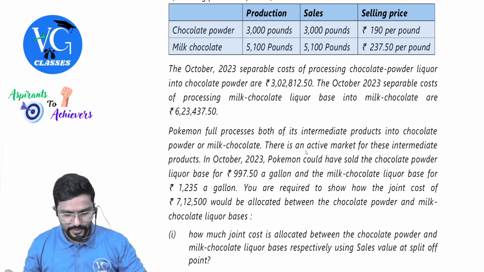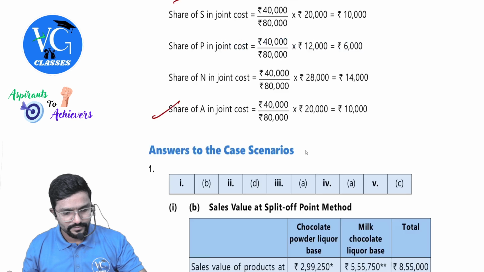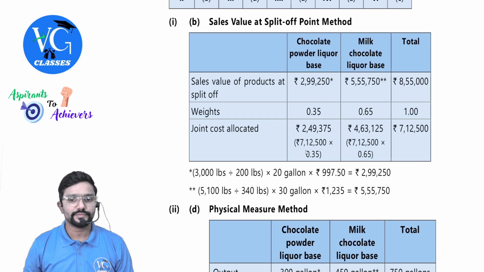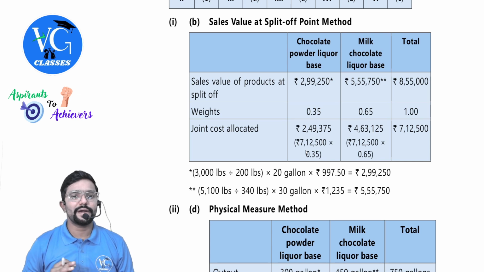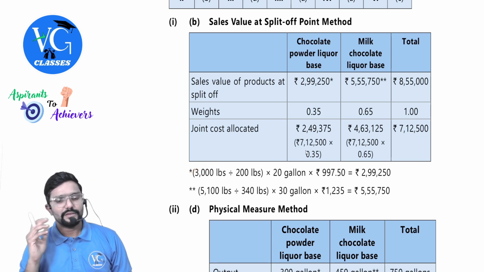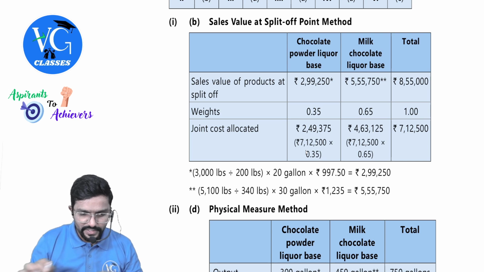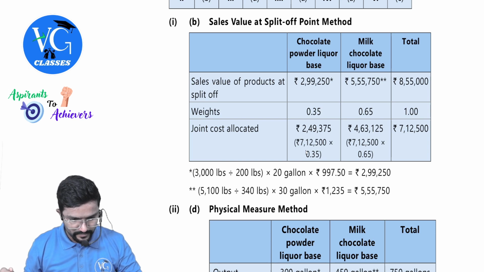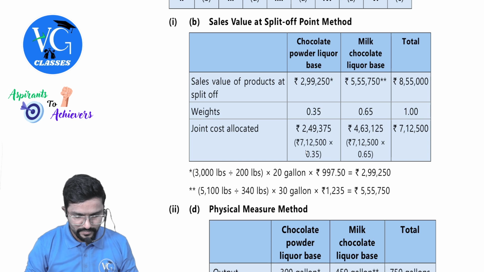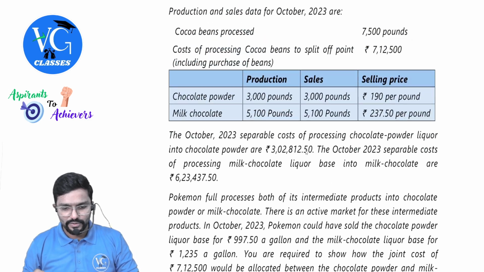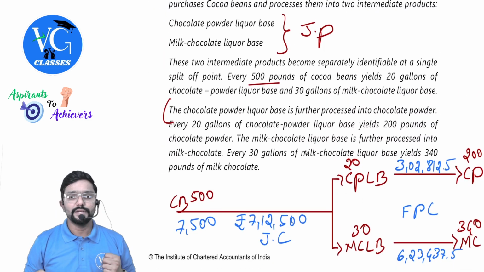Sure, we'll see. Yes, this is important. Guys, please be careful. Sale value of the products at split off point. Sir, how did we get it? First, let me explain. Here in the question, we will go back. They have given us 500 now. Just a minute. Yes. Sure. Guys, come back to this story.